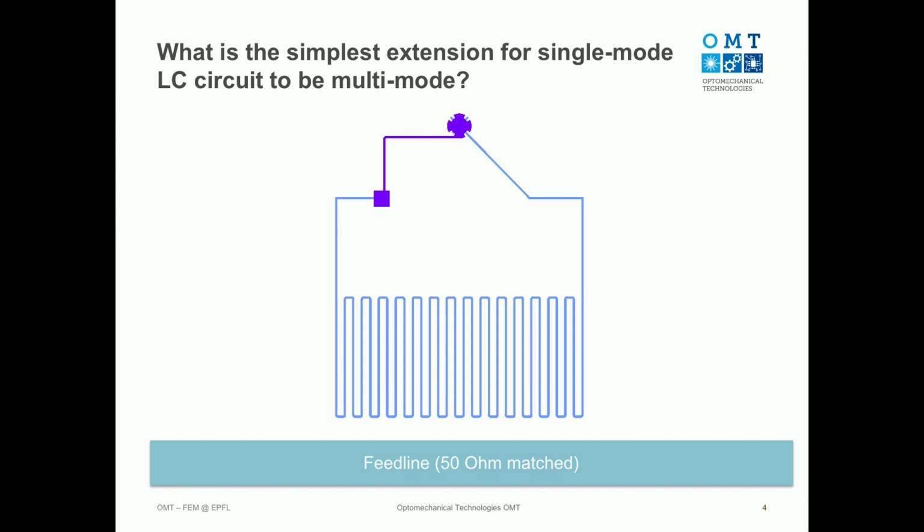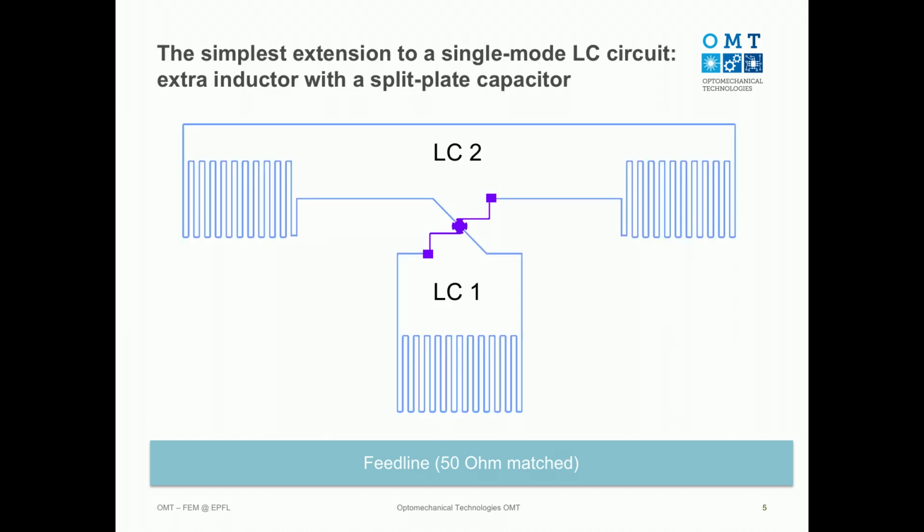So then the inductive coupling from this to this will compensate, will cancel the inductive coupling in the other loop. Okay? So that's kind of the idea, and how you can check it.